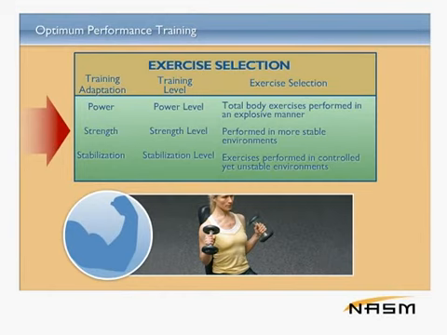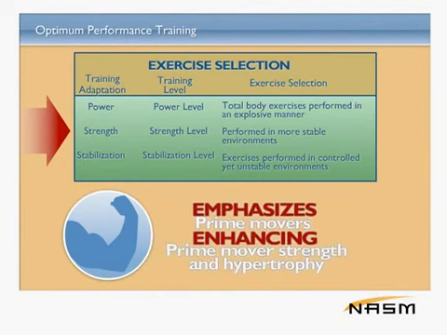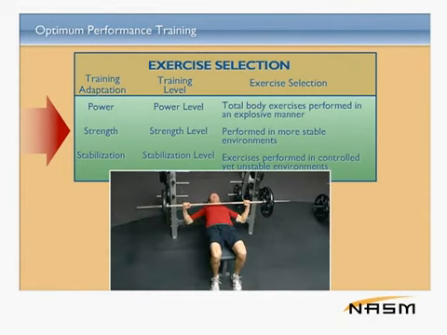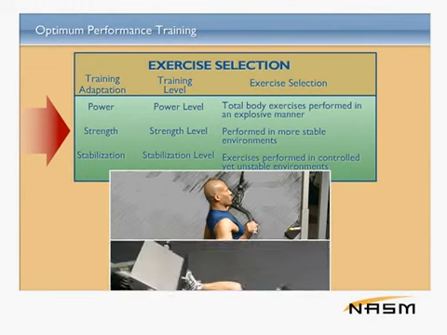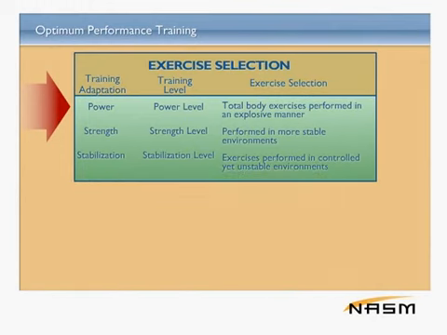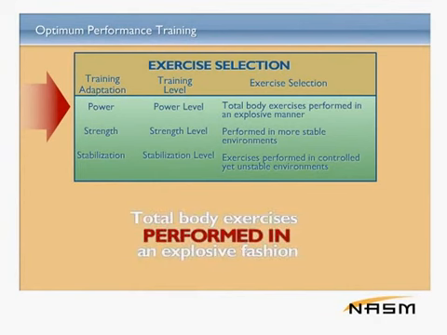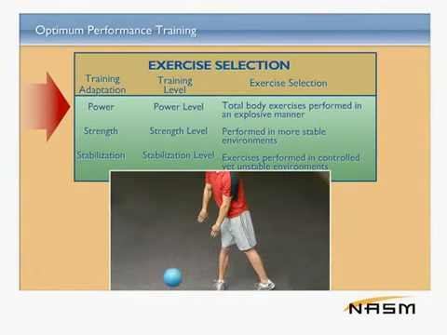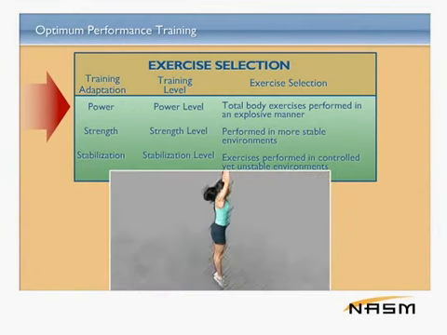If the goal is strength, then the exercises used for the goal would be performed in more stable environments. This will place a larger emphasis on the prime movers, enhancing prime mover strength and hypertrophy. Some examples would include a barbell bench press, a seated lat pull-down, or a leg press. If the goal is power, then the exercises used for the goal would be total body exercises performed in an explosive fashion. Example exercises would include a medicine ball chest pass, a wood chop throw, or a squat jump.